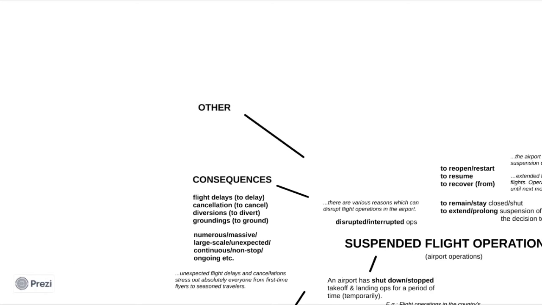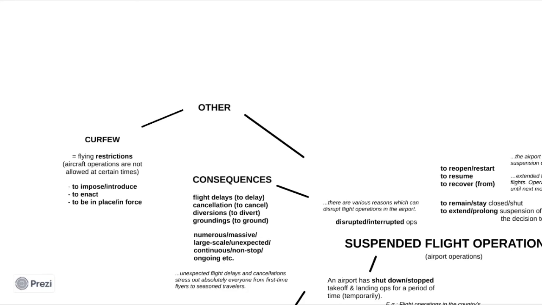Now, there is of course a bunch of other reasons which might disrupt airport operations. They are less common, but let's name them anyway. Operations may get suspended due to a curfew, which is basically a flight restriction that is active during a period of time during the day, or rather the night. You might want to use verbs like to impose or to introduce or to enact, or simply be in place or be in force when you are talking about measures like curfew or restrictions. A strict nighttime curfew is in place at the airport. A ban on flights has been in force for 2 weeks now.